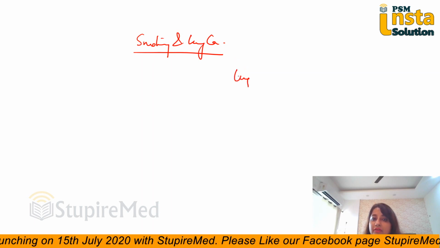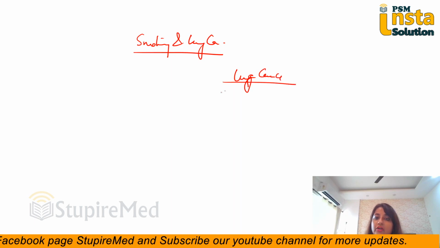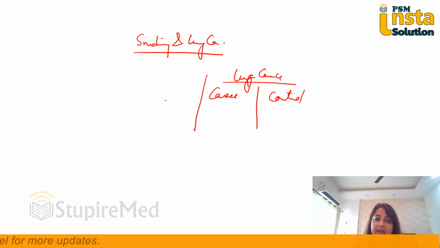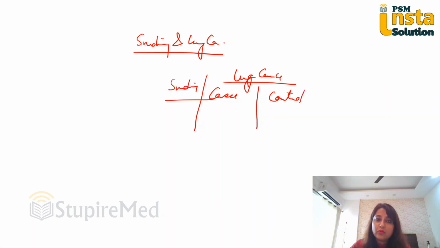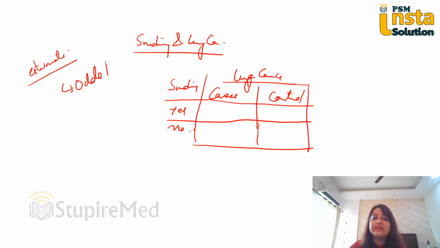So here you are going to have lung cancer. Here not yes and no, but cases and controls. Okay, and here, same, it will be like smoking, yes or no. However, in case control study design, unlike a cohort, you are not following them up. So you cannot calculate the incidence. You are simply trying to provide an estimate of relative risk. Okay, you're just going to provide an estimate. That estimate is actually odds ratio.